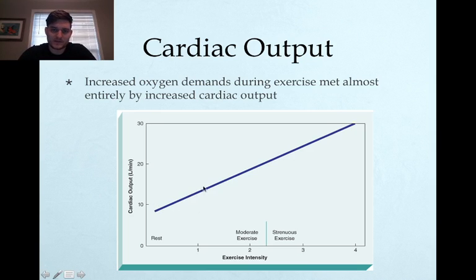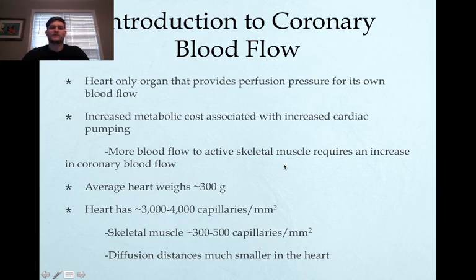So as the heart produces more, as you could see by the graph here, well then obviously the amount of metabolism, the amount of work that it is undergoing during those intensities of exercise is also going to increase, right? So the heart is the only organ that's going to provide its own perfusion pressure for its own blood flow. Remember, blood flow is going to be determined by the starting pressure and then the ending pressure. So the heart's responsible for creating that starting pressure for the entire body, and in addition to that, it's responsible for supplying that pressure for itself as well.